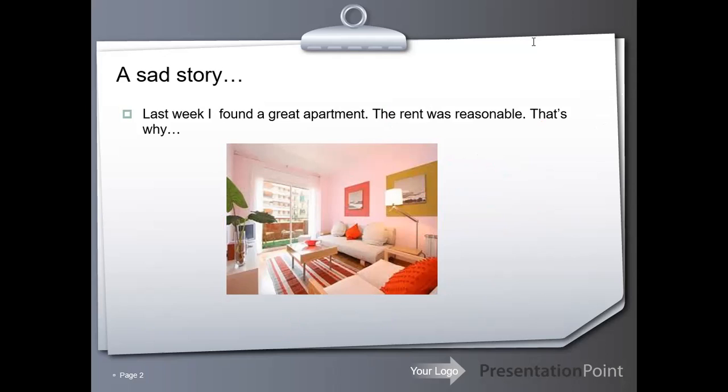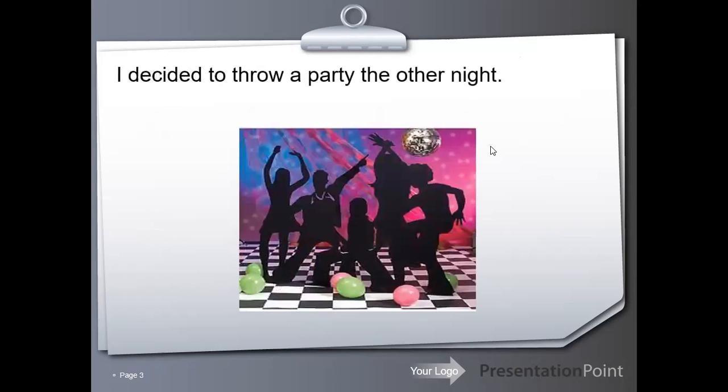Okay, now, keep in mind and keep concentrated because we are just getting into something big. Concentrados, por favor, todos, concentraditos. I decided to throw a party the other night. Now, I decided to throw a party. What is the tense?